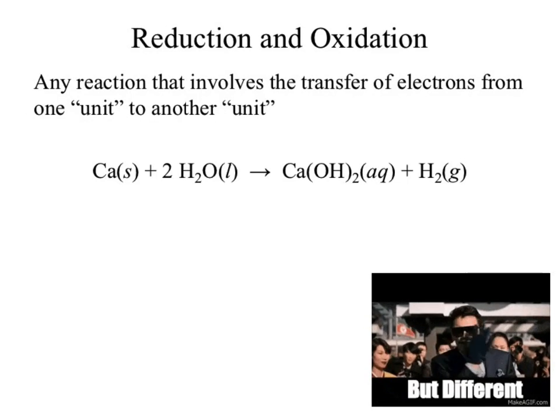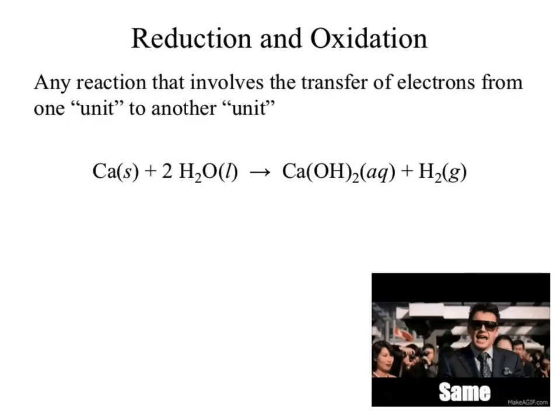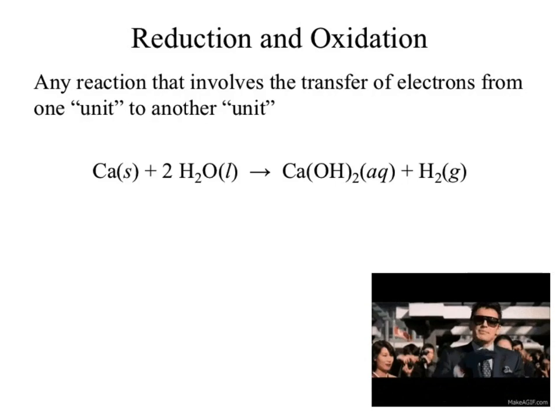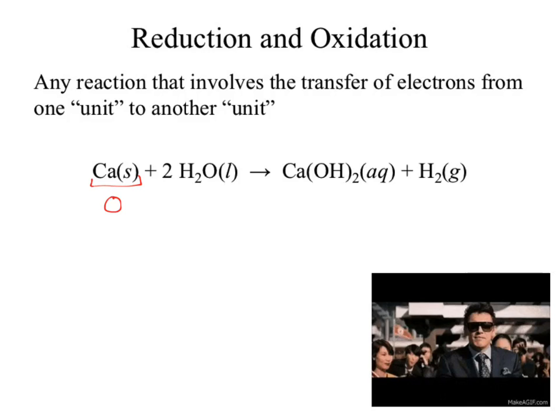Any reaction that involves a transfer of electrons from one unit to another. Okay. So when we looked at this example on, whatever it was, Thursday, we referenced the calcium. So let's take a closer look at the calcium. What is the charge on that calcium atom? Nothing. Okay. So we saw in the upper right-hand corner it is 0. There's nothing written there, so its charge is 0.